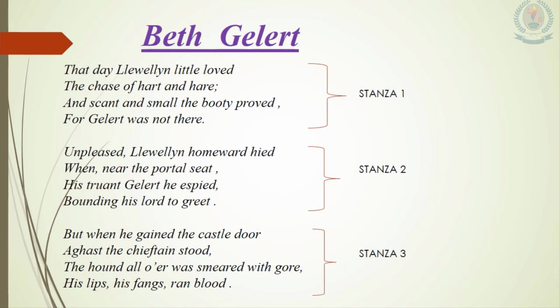Now this is a good example to show stanzas for you. Now the poem is Beth Gelert. Now here you can see this one as a first stanza. That day Llewellyn little loved the chase of heart and hair, and scant and small the booty proved, for Gelert was not there. So completely these lines we can take as a stanza. First stanza, and stanza 2 and stanza 3.